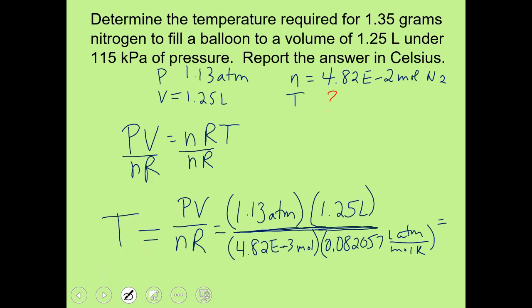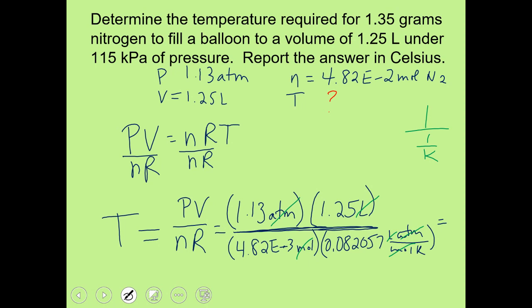And always remember to go through and check that your atmospheres divide out, your liters divide out, your moles divide out. Got no units left on the top. On the bottom, we have 1 over Kelvin. Well, that's going to give you an answer in Kelvin.